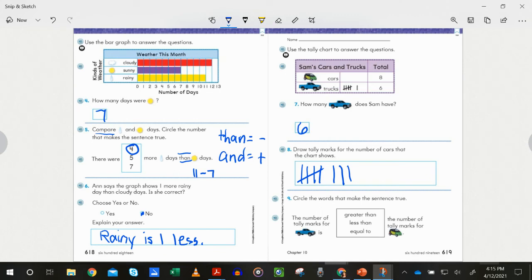Okay, number 9, it says circle the words that make the sentence true. We're looking at trucks and we're comparing it to cars. So is trucks greater than cars? Trucks is 6, cars is 8. No, trucks is not greater. Trucks less than cars? Trucks 6, cars 8? Yes, it is less because it's not the same number.